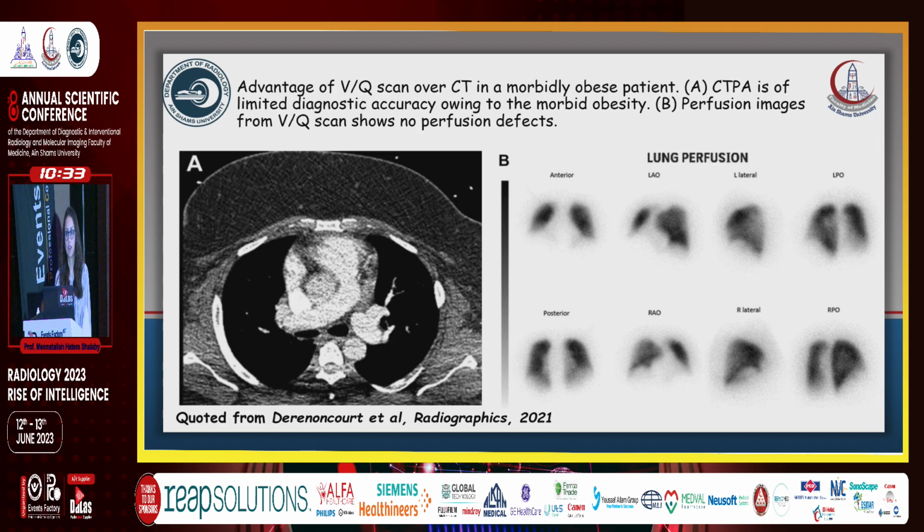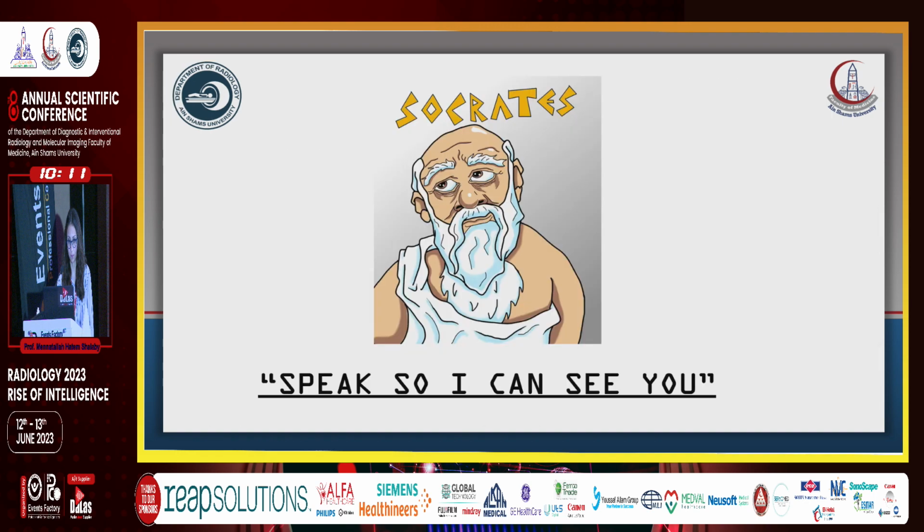Here comes the advantage of the VQ scan over the CT in such morbidly obese patients. There is a degraded image in the CT pulmonary angio, whereas the lung perfusion scan is perfectly normal and shows no pulmonary embolism. So this is one of the values of the VQ scan, that it is not affected by morbidly obese patients.